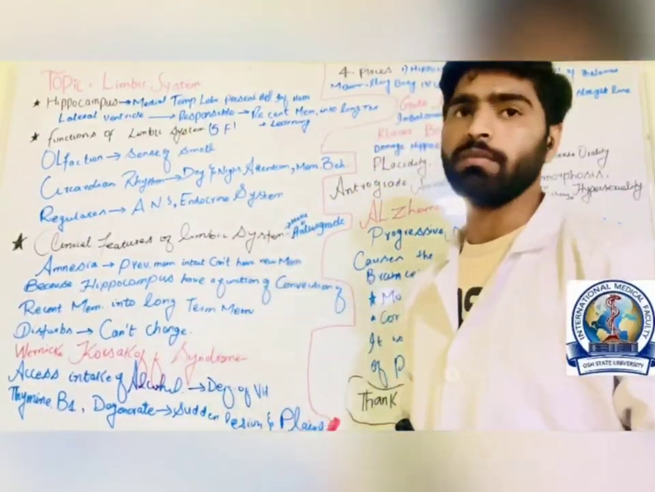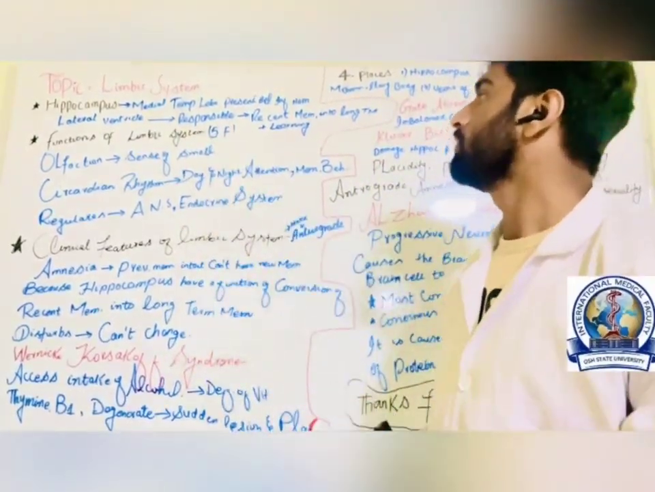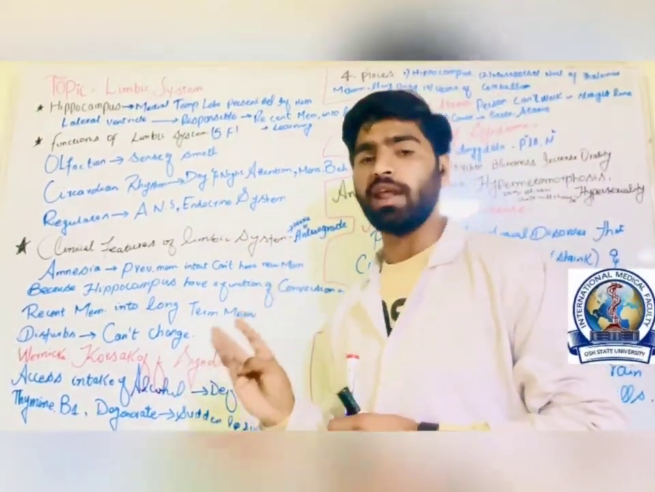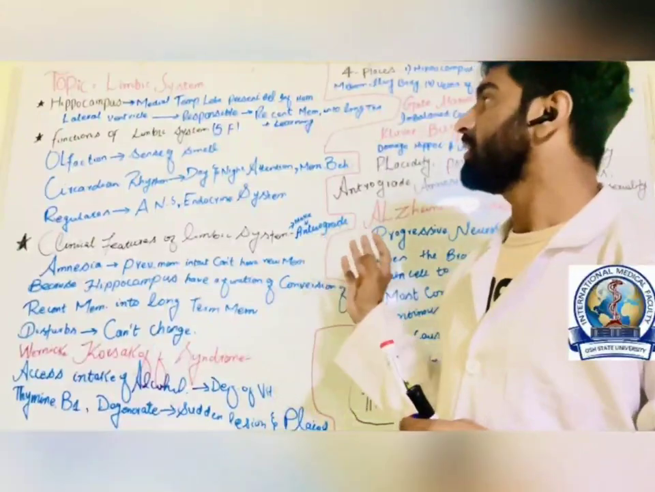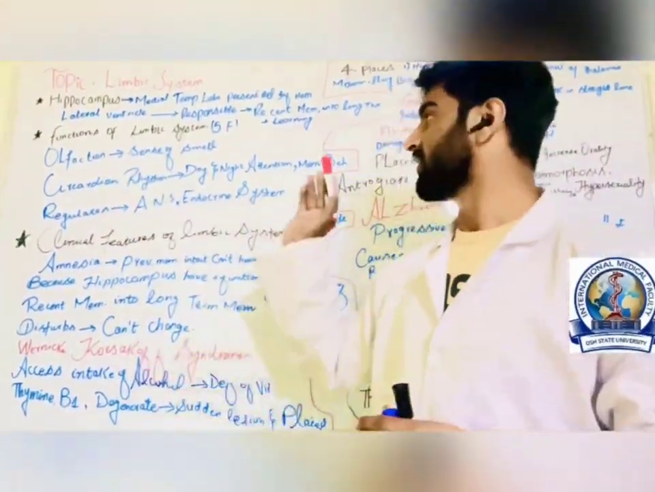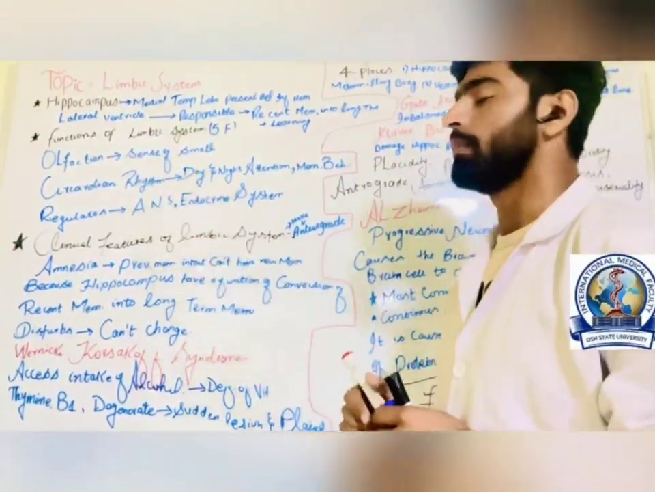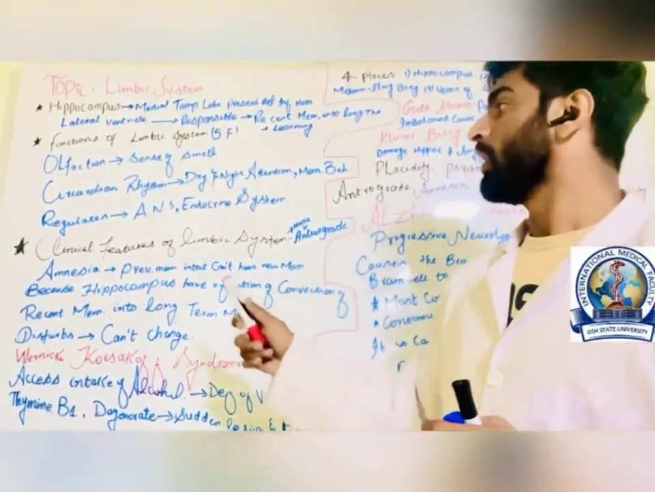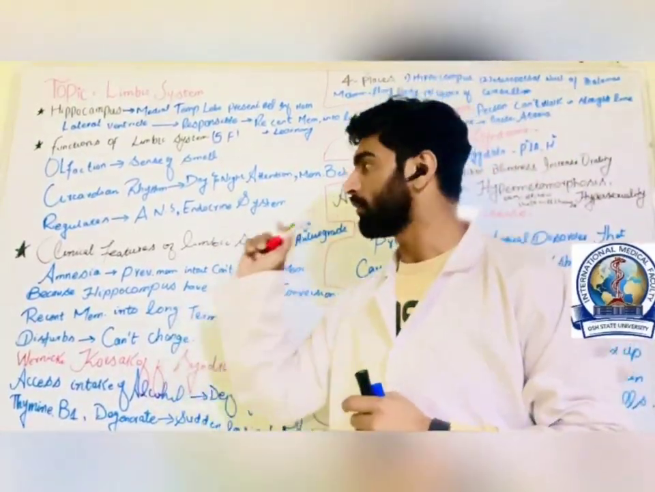Functions of the limbic system: we have the 5 Fs: fighting, fleeing, feeling, feeding and sex. Then motivation is a function of the limbic system. Then we have olfaction, which is used in the sense of smell. Then we have circadian rhythm, day and night, attention, focus, memory and behavior. It regulates the autonomic nervous system and endocrine system.